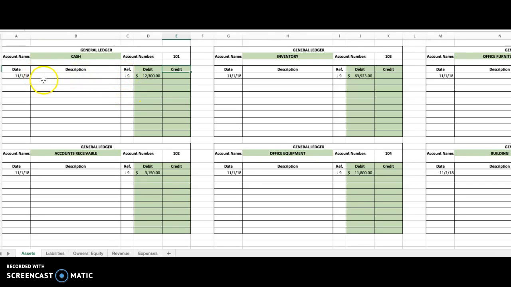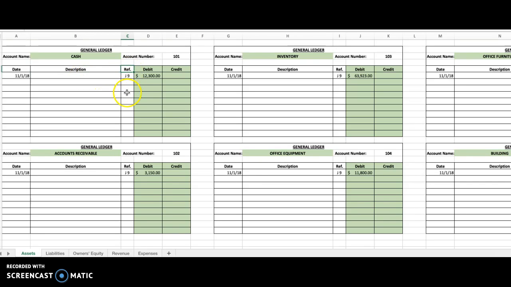Let's take a look at the other columns here. Description. This is used rarely, but there's space for a description if something unusual happens. If there's some note that needs to be made, this is where the accountant would put that information. Nothing needed to be put in this particular account.